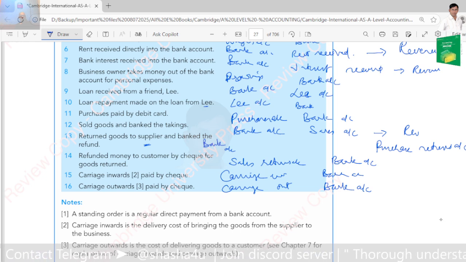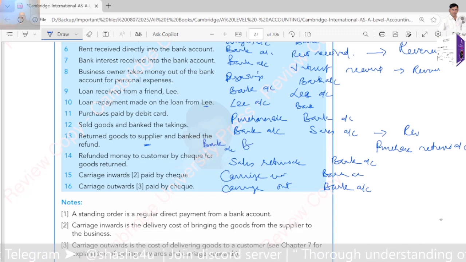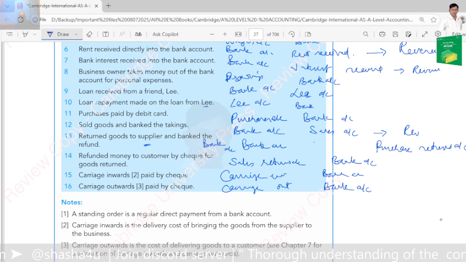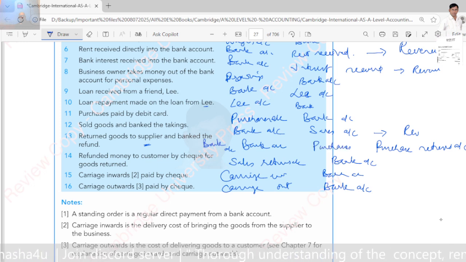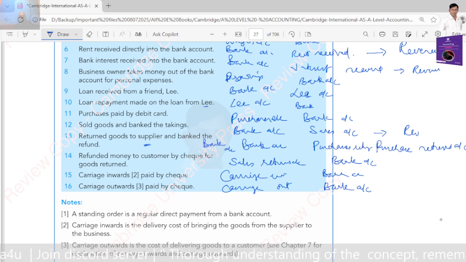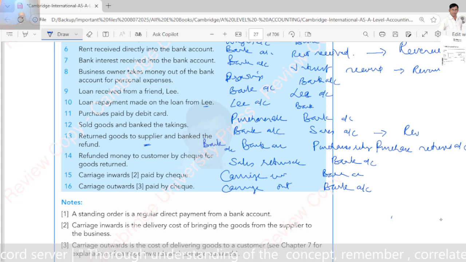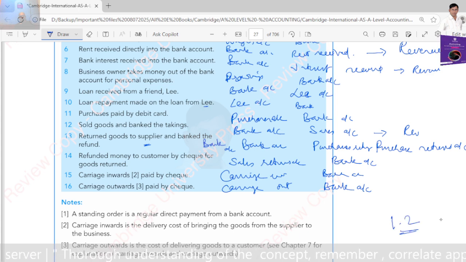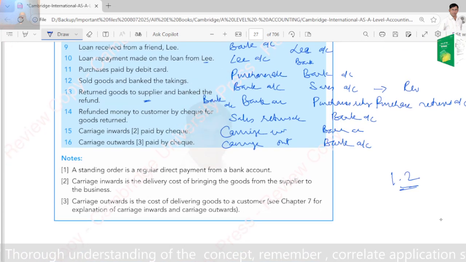So here it will be returned goods to supplier and bank the refund. We have received the money, so bank account will be debited and purchase returns will be credited. Purchase returns are the opposite of purchases. Purchases are debit, right? So purchase returns are always credit. Okay, purchase returns account. So this is how it is. This is activity 1.2. We'll continue in the next class.